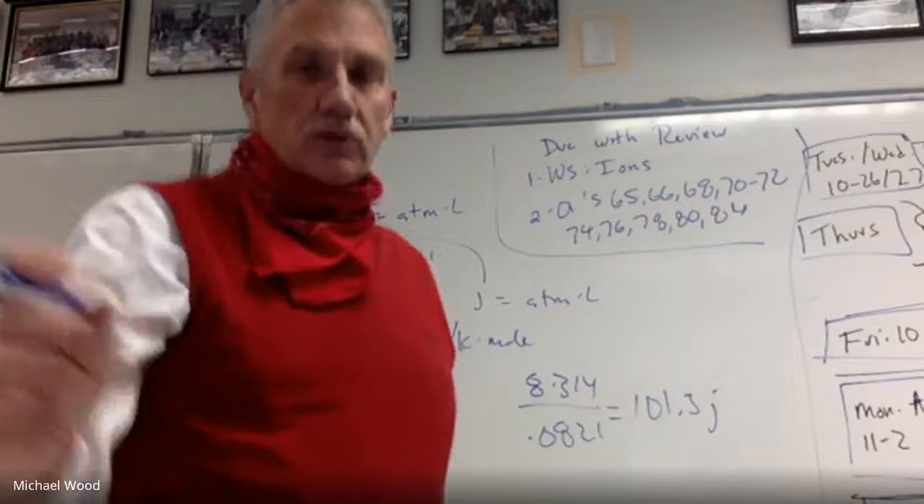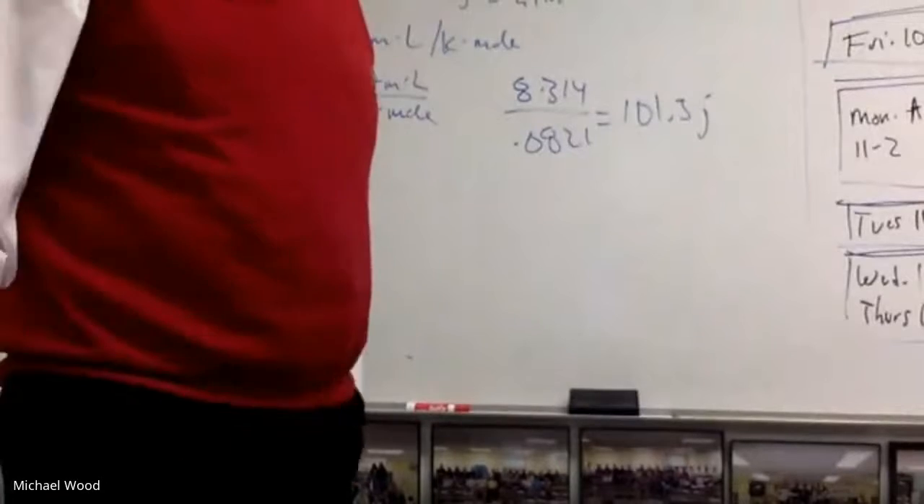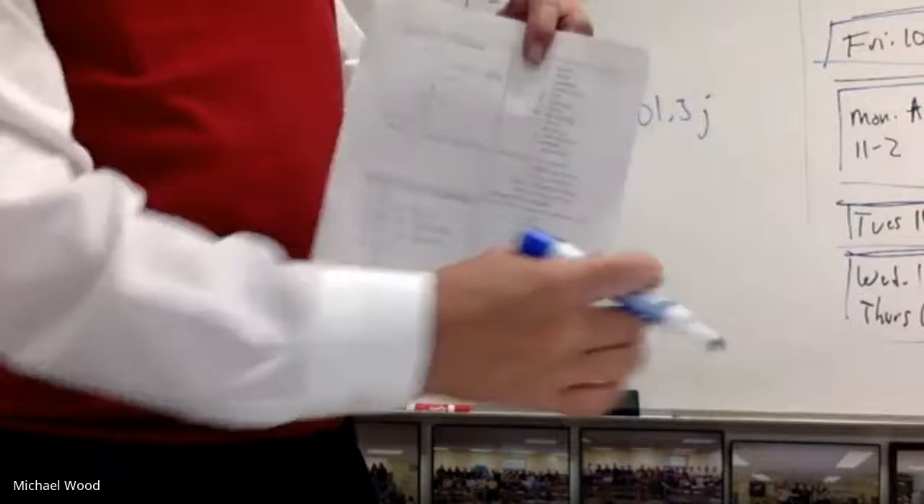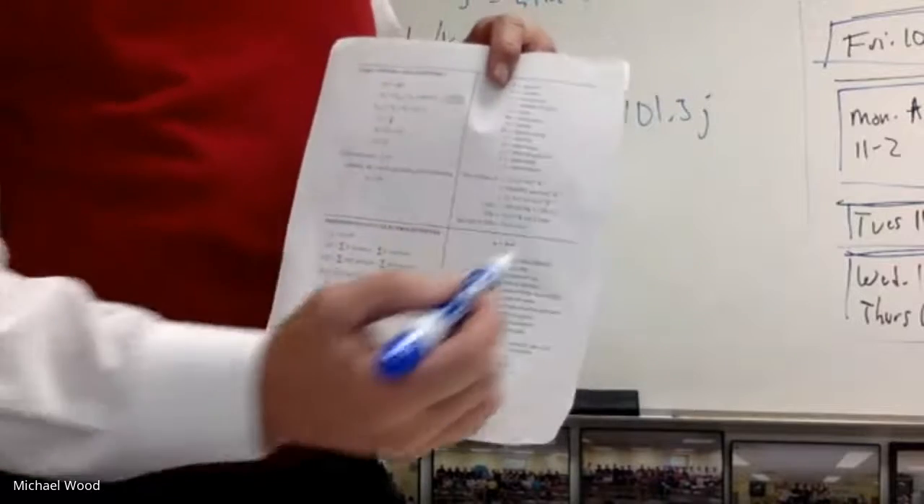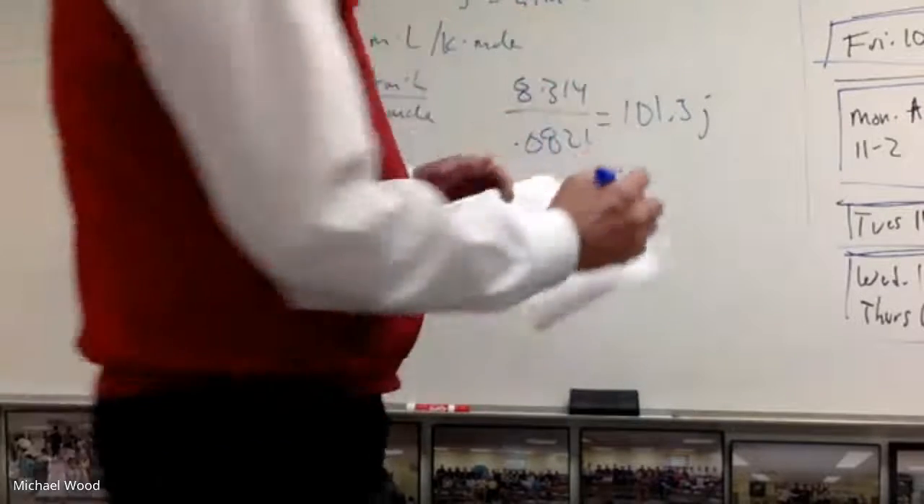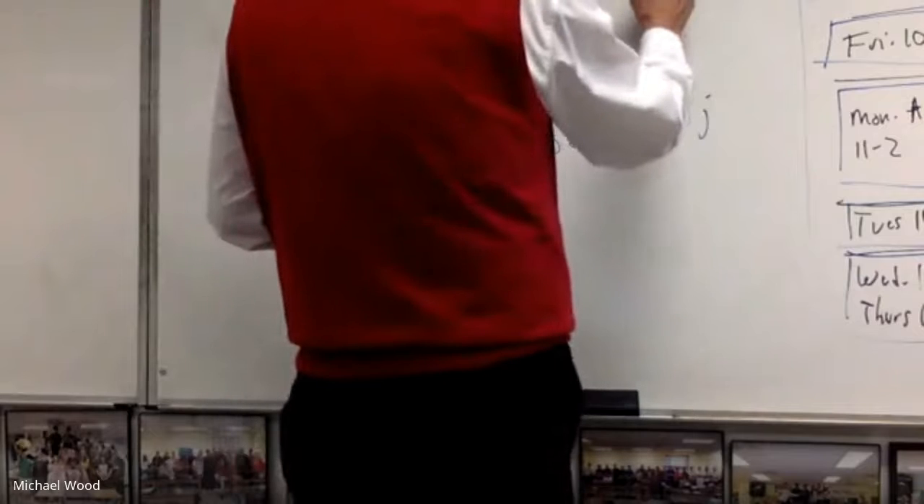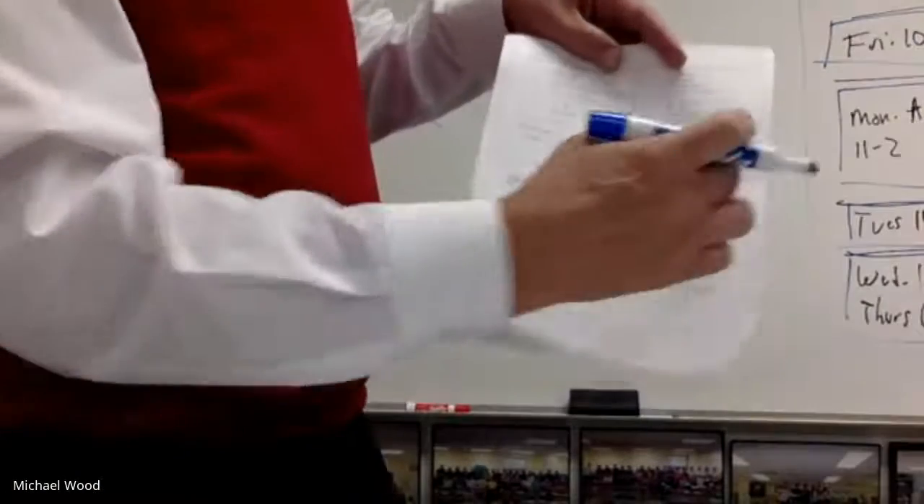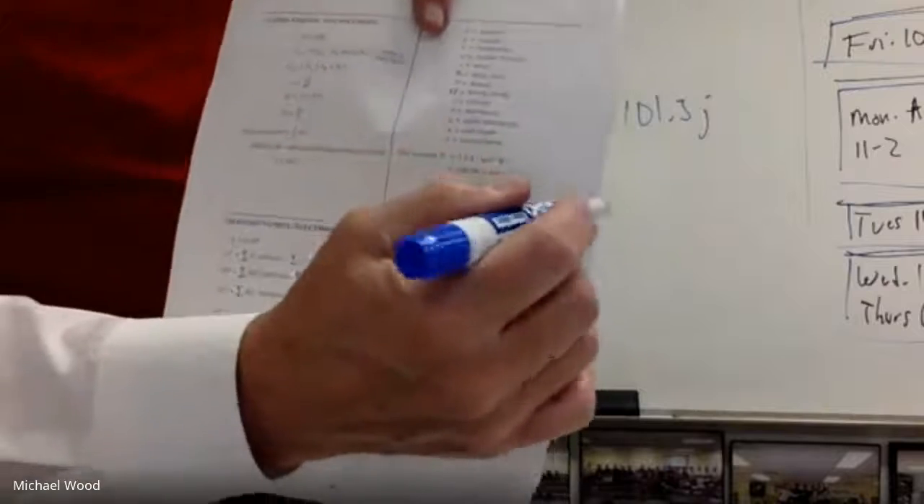Okay, so now to do these problems, it might be a good thing to write on your formula sheet, right down here by the tables for R, that 1 atmosphere liter equals 101.3 joules.